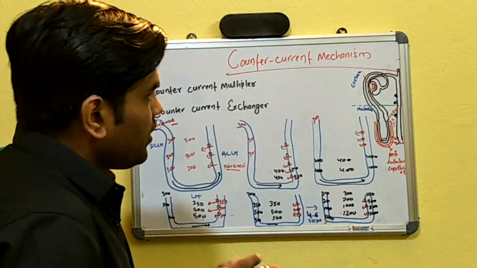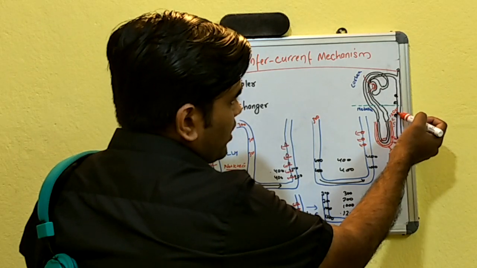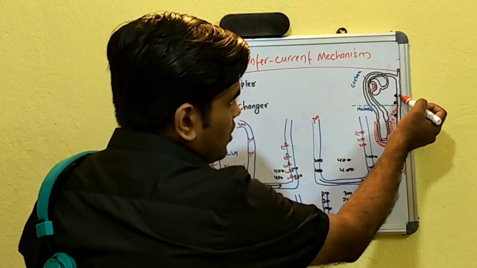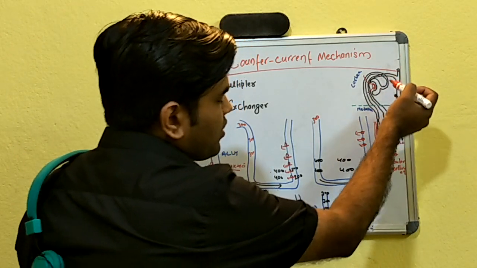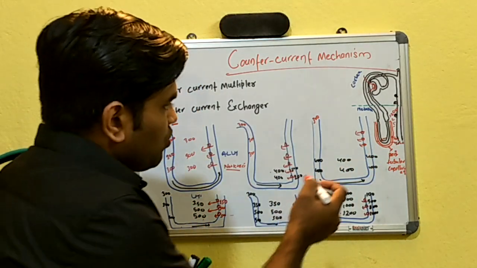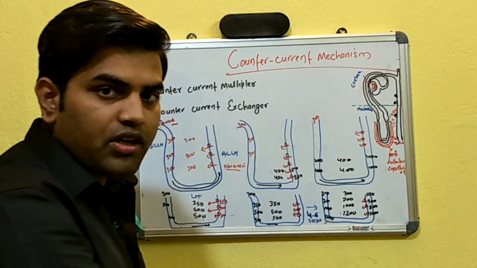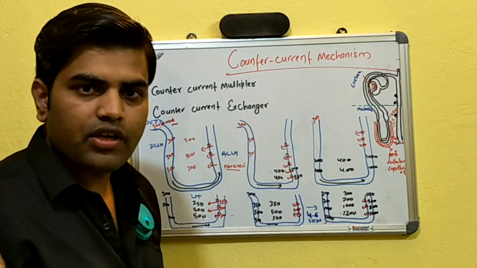Now what happens to your urine? This collecting tubule and distal tubule are impermeable to water if there is no ADH. So whatever has been passed, if it is 50 milliosmol, that will pass as urine, hypotonic urine.